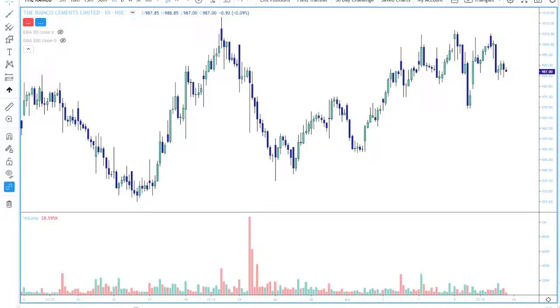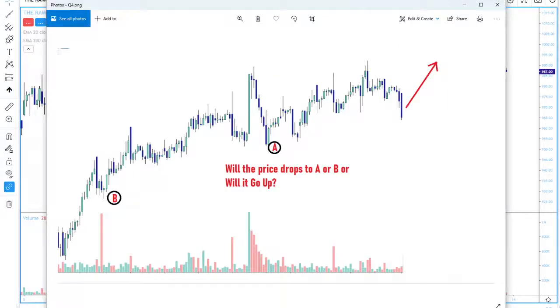Okay, so as we normally do, we're going to do a question round here. This is the chart that you are looking at. Pause this video and spend a few seconds understanding what the price is doing. Can you spot where the price would go? Will it drop to A, or will it drop to B, or does it just go up? That's the question for you. You can pause it and analyze a bit over there.